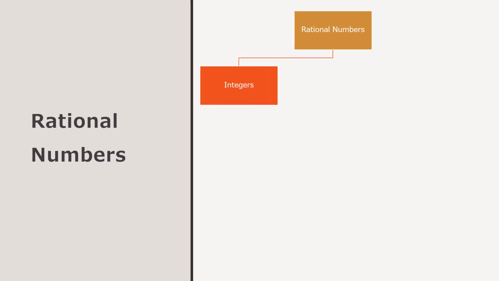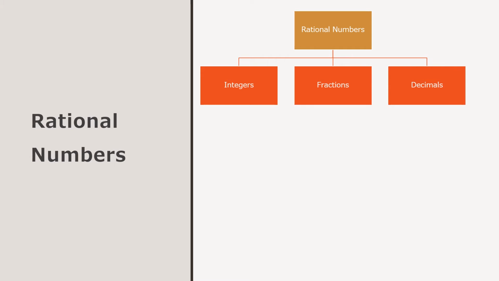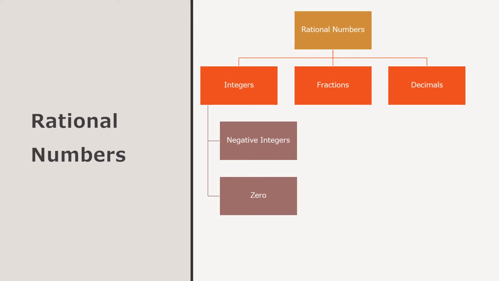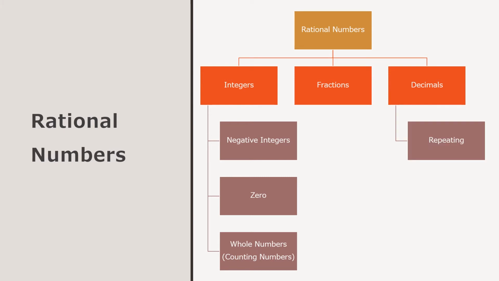So rational numbers could be identified into three. First is integers, fractions, and decimals. So when you talk about integers, there are negative integers, zero, and whole numbers or counting numbers. So those are your rational numbers that are integers because you can have their denominator as 1, right? So fractions, you know fractions as a over b.